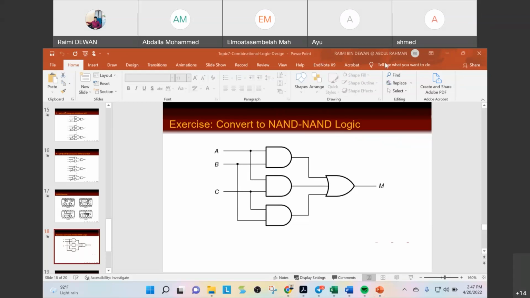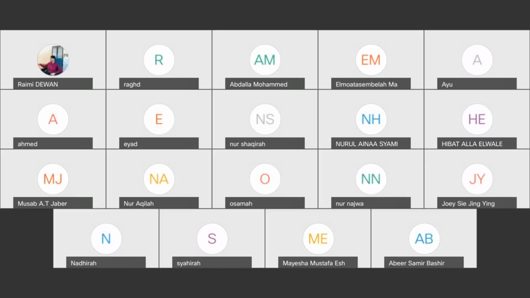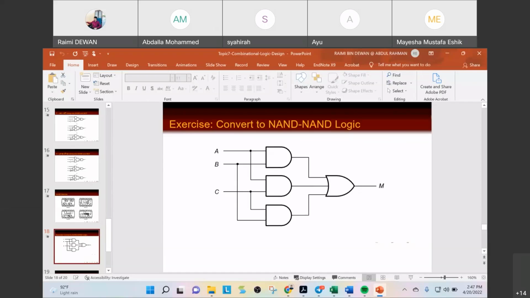Oh, can I see the participants? Sharing, share the screen. Okay, screen one. But how to see the students? Why did the students suddenly disappear? Oh, okay, here.